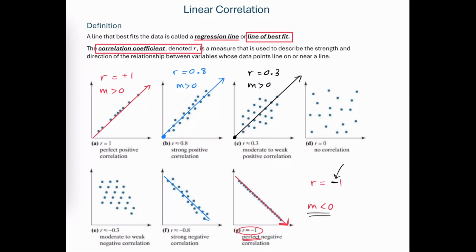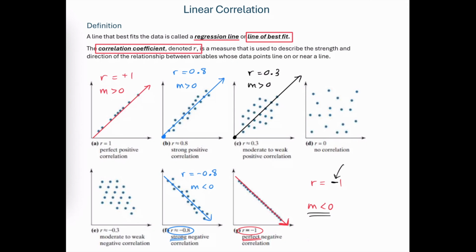Here we have data with the strong correlation, and we see that the correlation coefficient is -0.8. -0.8 is fairly close to -1, indicating a strong relationship. The fact that it's negative means that the slope of the regression line is going to be negative.